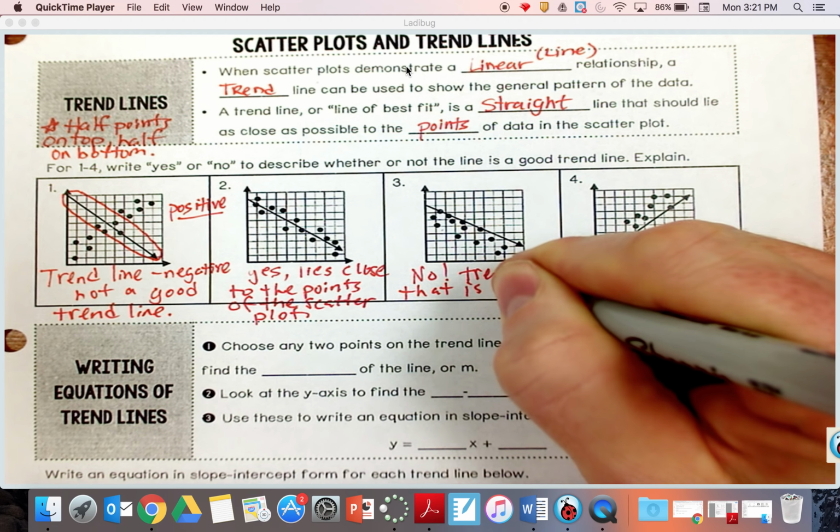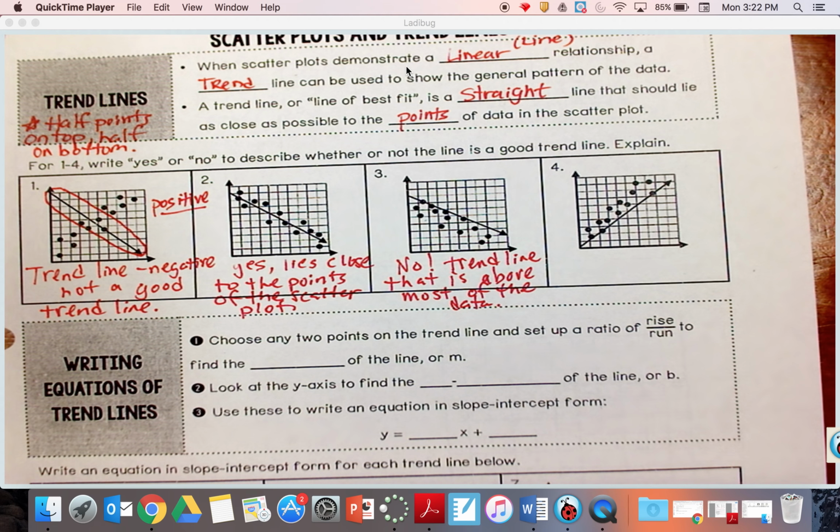But we've got to look to see, is that trend line splitting that data in half, or is it just only close to the bottom parts? Close inspection here shows that this is not a very good trend line. Most of the data here is above, or it is below most of our data here. So this is no.